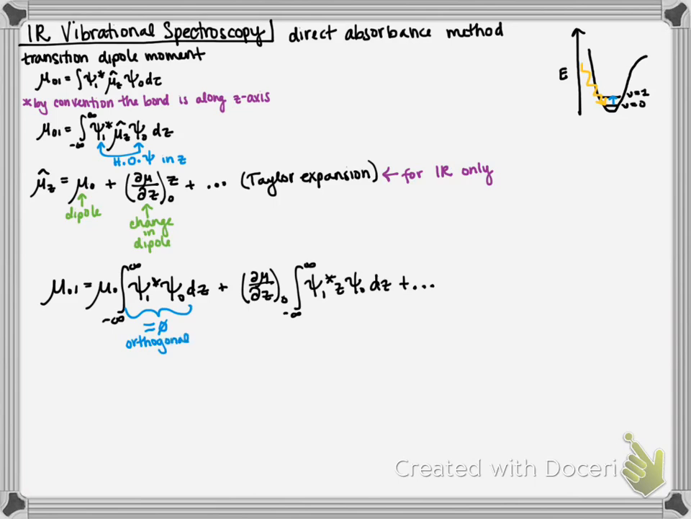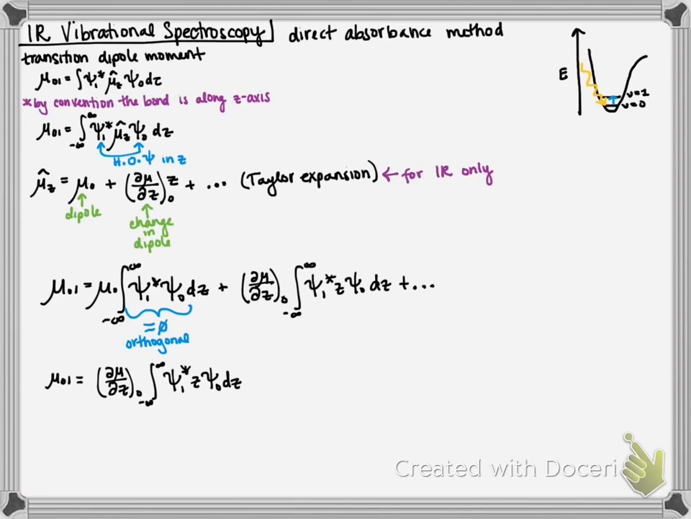So we know that our harmonic oscillator wave functions are orthogonal and normalized, but the orthogonal part is important because that means when we do psi 1 star psi 0, because those two wave functions are orthogonal to one another, that integral is going to go to 0. So this first term goes to 0. It doesn't matter. So in fact, the transition dipole moment depends solely on the second term, which doesn't go to 0 because of that extra z inside of the integral.